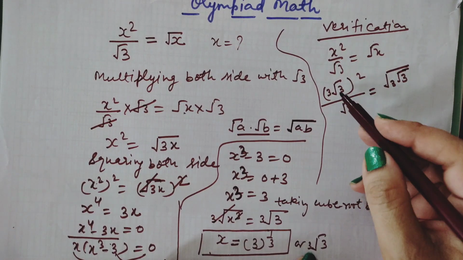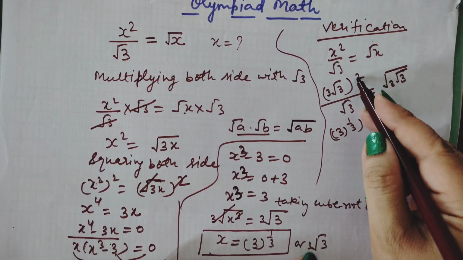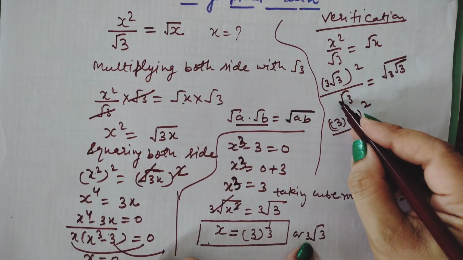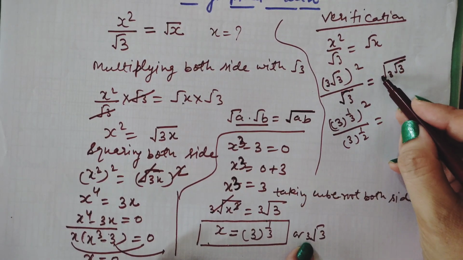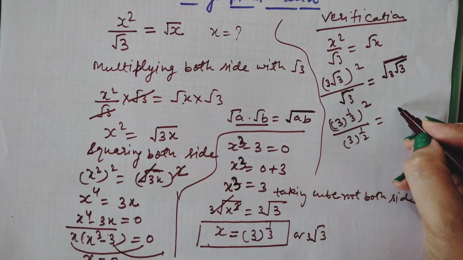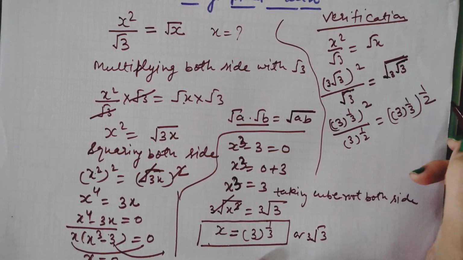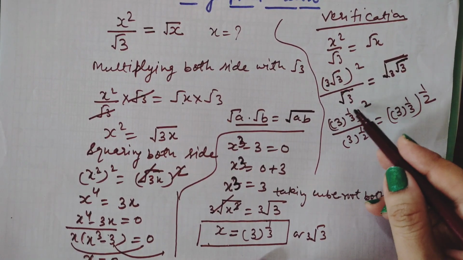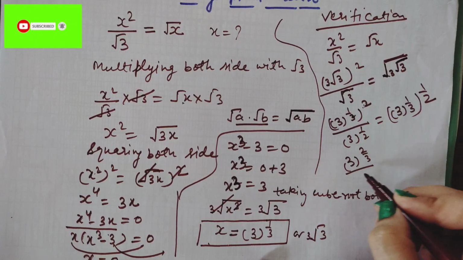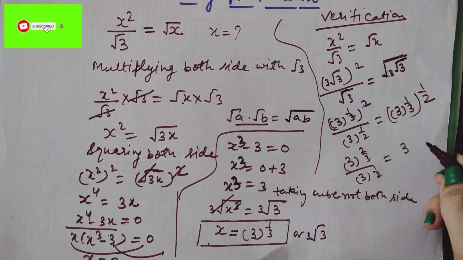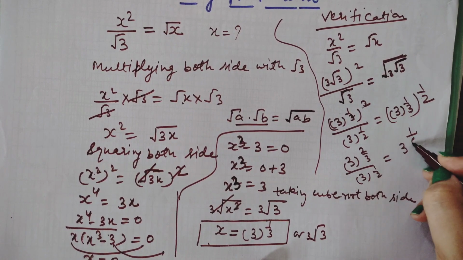Now we can write cube root of 3 as 3 power 1 by 3, and the whole power is already square. Square root means we will write 3 power 1 by 2, and similarly the cube root we will write as 1 by 3. Now this 2 comes here, power to power rule applies. So 1 by 3 multiplied by 2 is 2 by 3, and here 3 power 1 by 2 is, you can see, 3 power 1 by 3 into 1 by 2, which is 3 power 1 by 6.